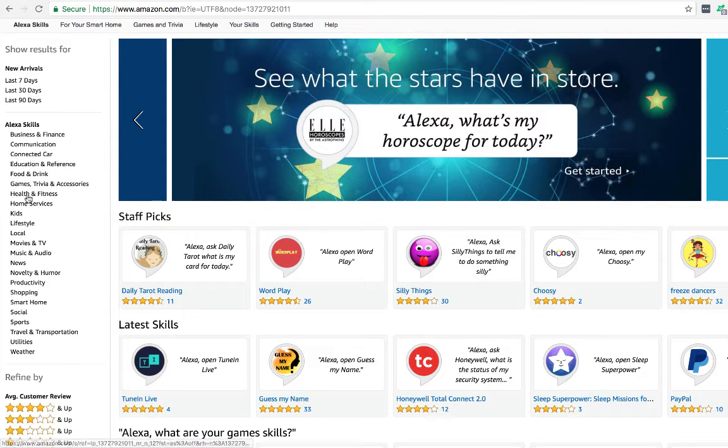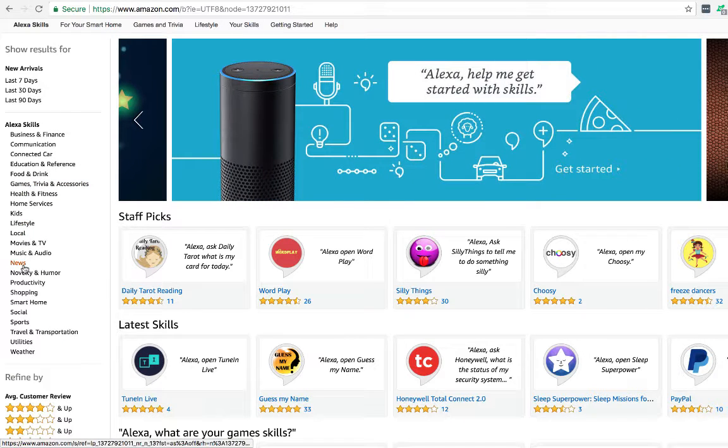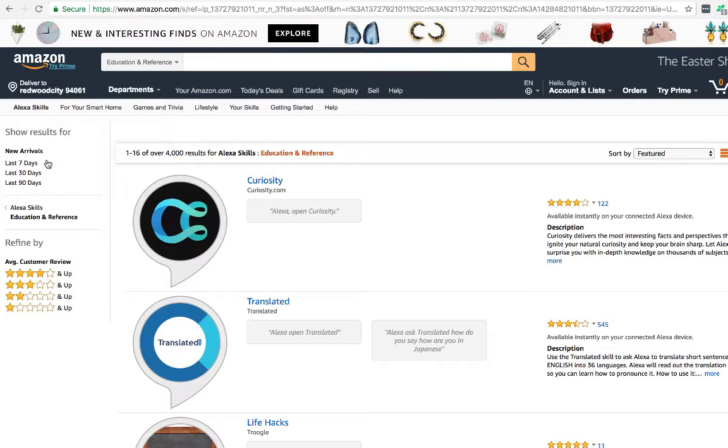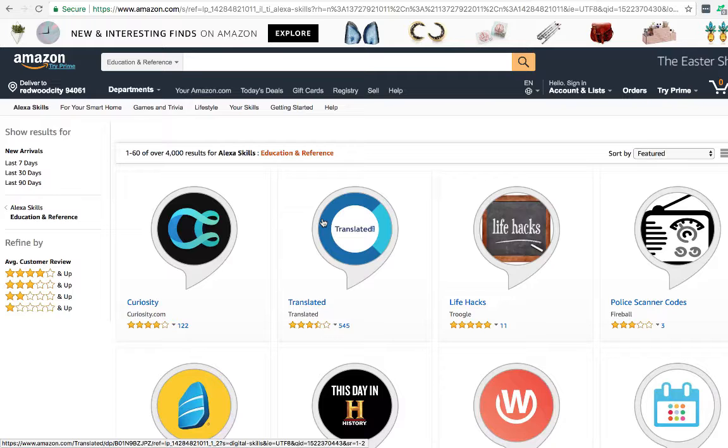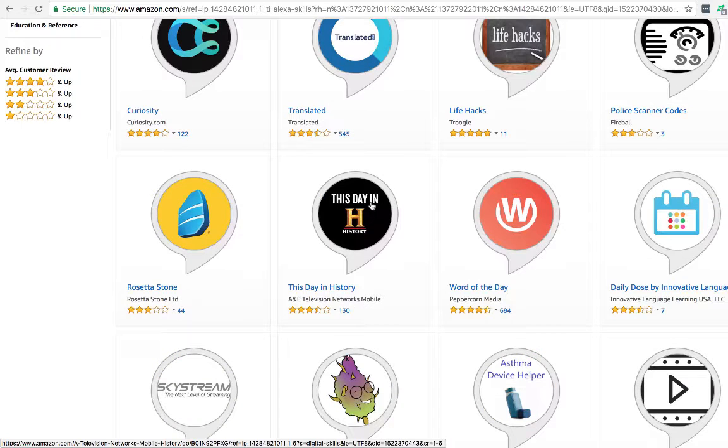These are all the Alexa skills, and we can go under education and reference. And the teacher can use all different skills to incorporate in the instruction. For example, the translation, with which students can ask to translate a word in almost any language. There is a Day in History. The teacher can ask what historical events happened on that day, and this is a creative way for the students to discover the historical events.